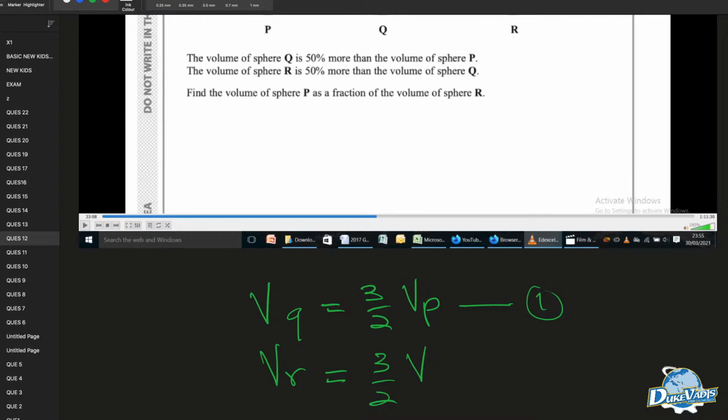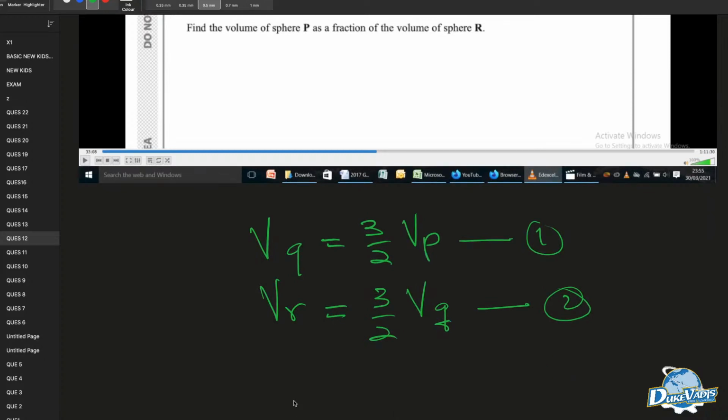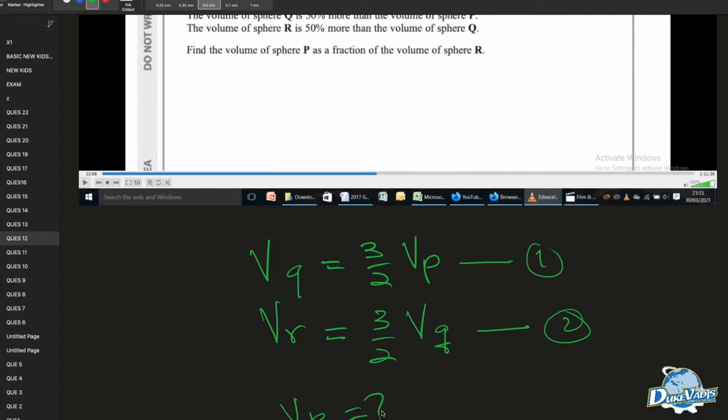The last condition given says the volume of sphere R is 50% more than the volume of sphere Q. So I have that as equation 2. Find the volume of sphere P, I'm looking for VP, as a fraction of the volume of R.